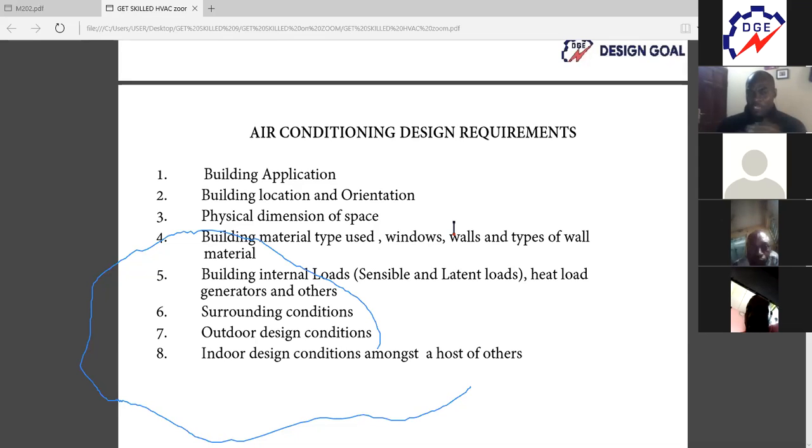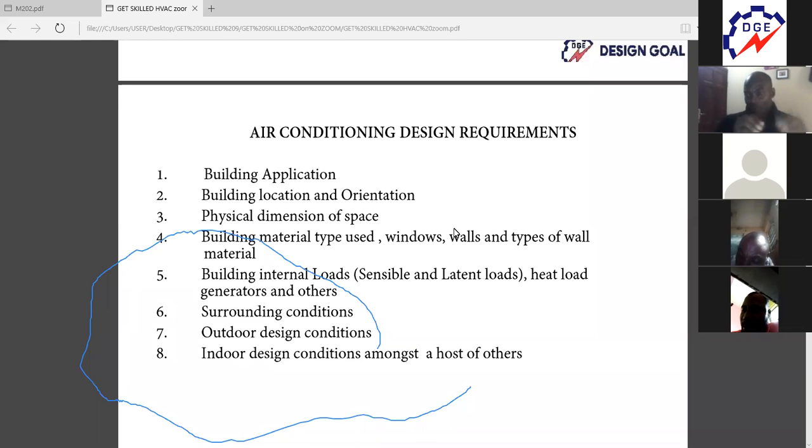Then we have building location and orientation. The north, south, northwest, and the cardinal representation as it may be. These are some of the other items that need to be considered as well.